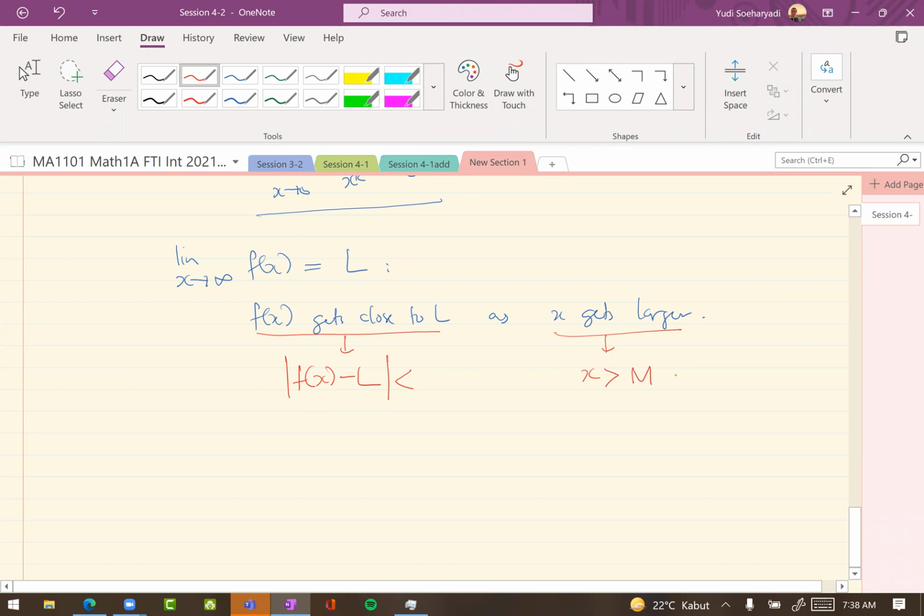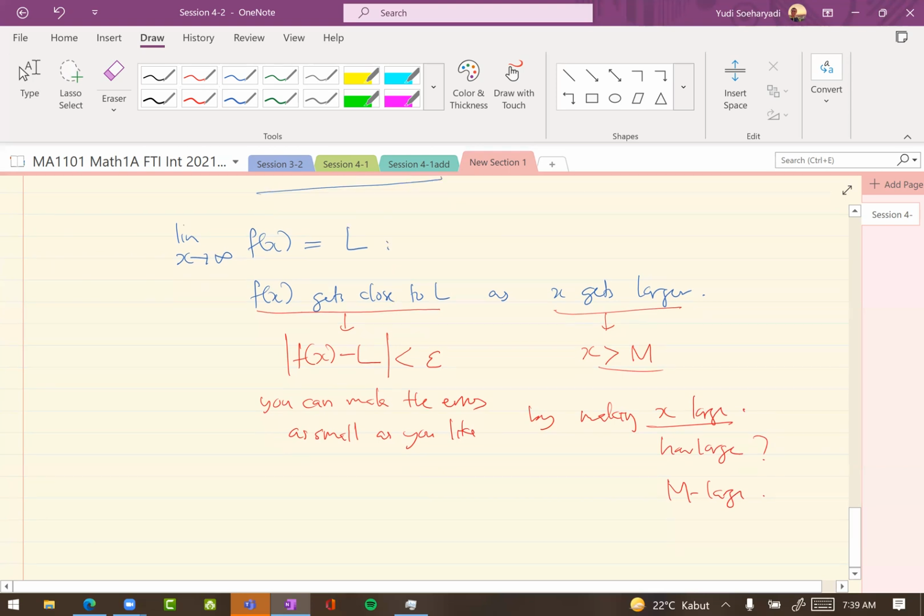In other words, you can make this error as small as you like by making x large. The question is, how large? You have to find the M.